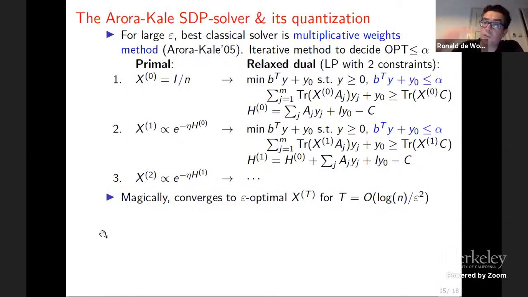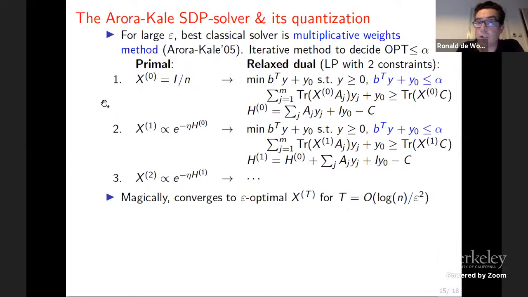If none of these relaxed duals is actually infeasible, then this will converge in roughly log many iterations. This is going to converge to an epsilon optimal primal feasible solution. And this is kind of amazing. And I'm seeing it's already 9, so I will probably have to speed up a little bit.